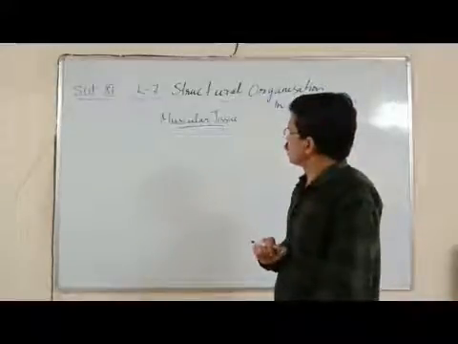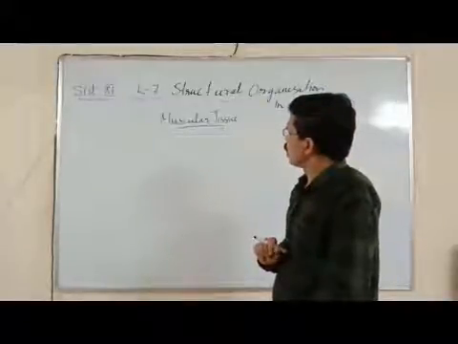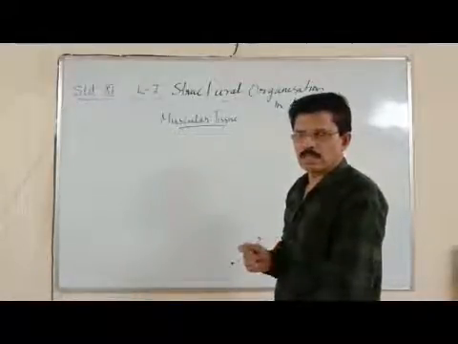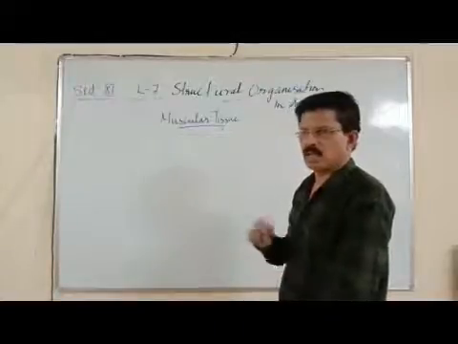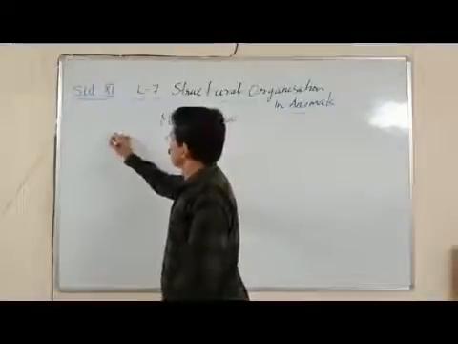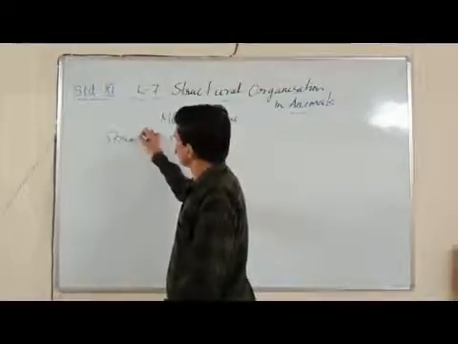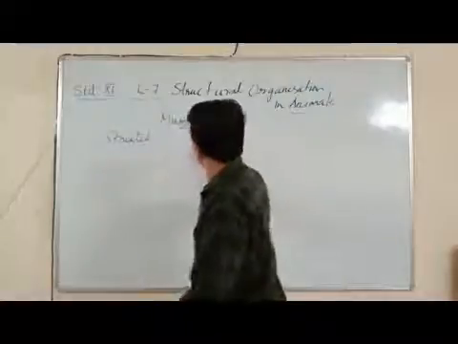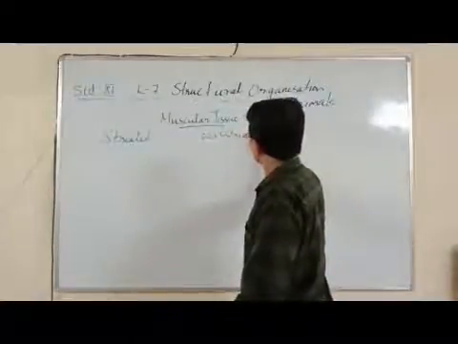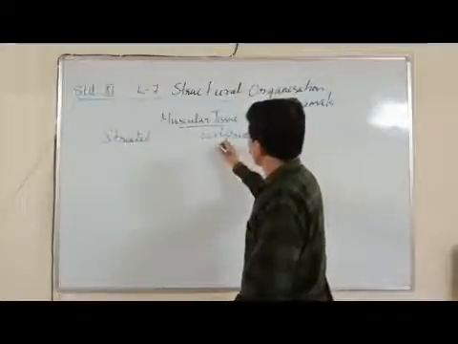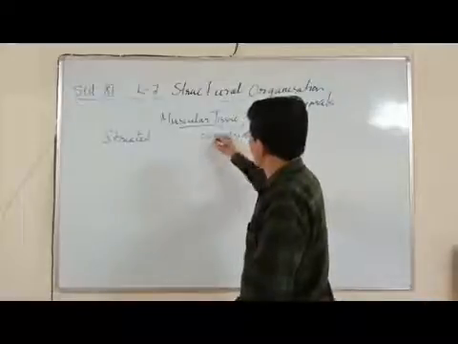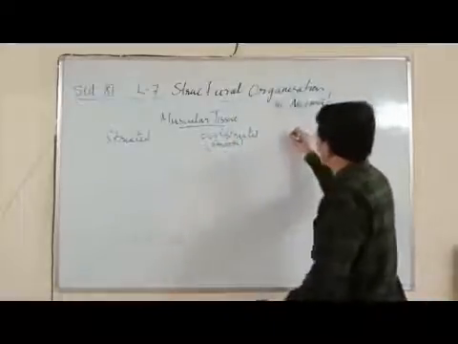Now, muscle tissues are of three categories: striated muscles, unstriated muscles, and cardiac muscles. I am writing here, you can see the difference. Striated muscles, unstriated. Unstriated muscles are also called smooth muscles. And the last one is cardiac muscles.